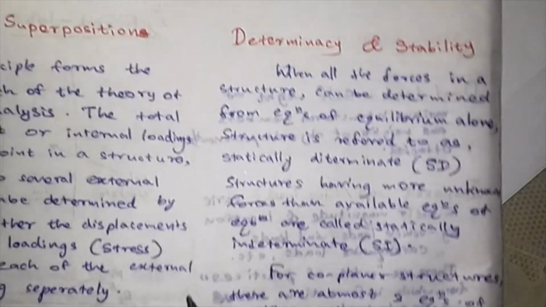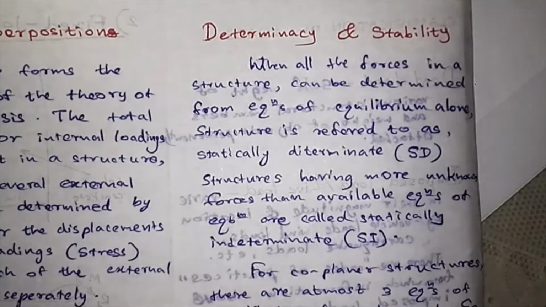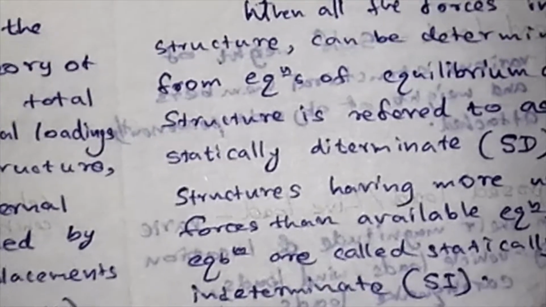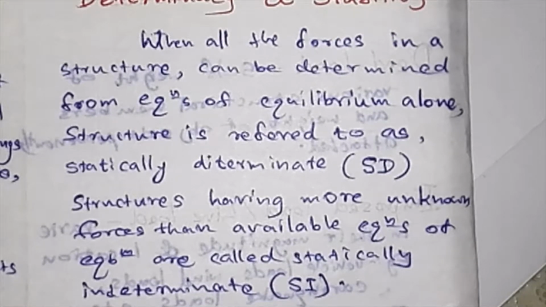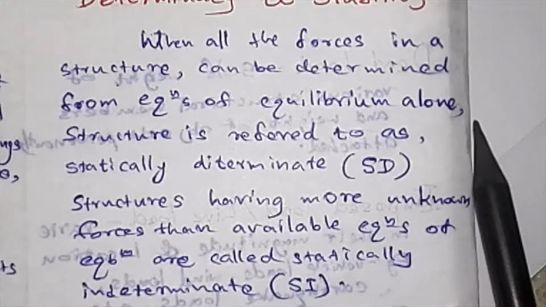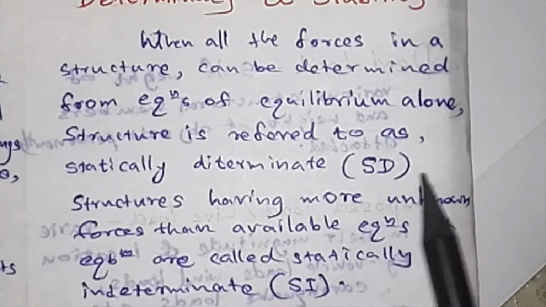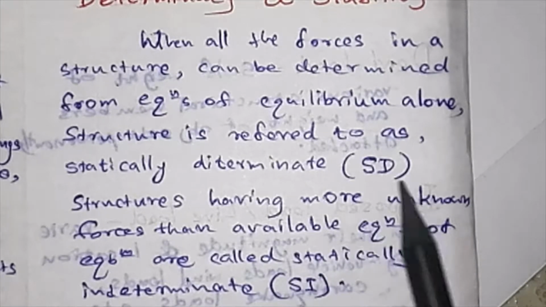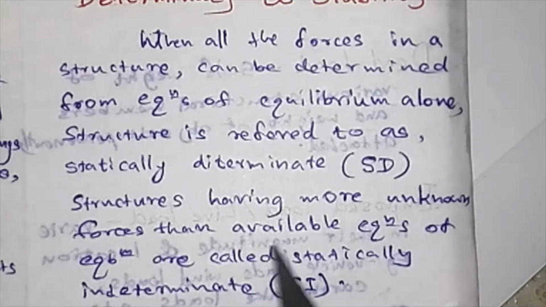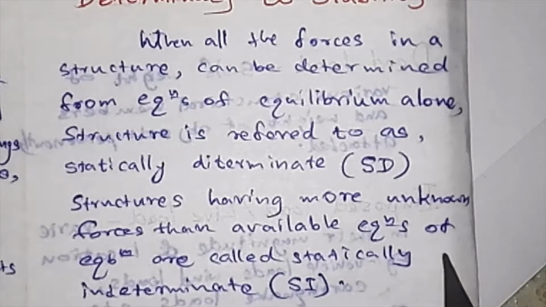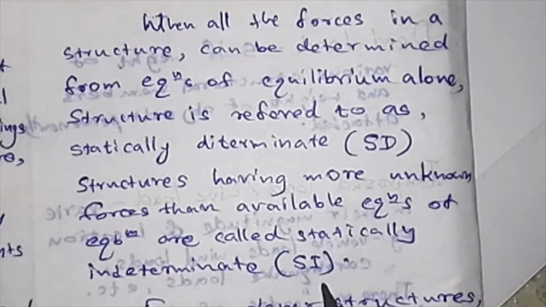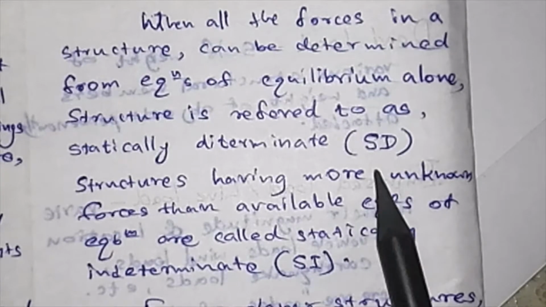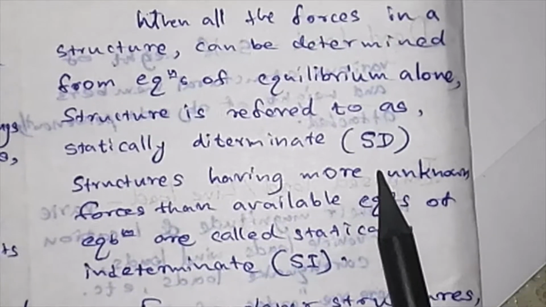What is determinacy and stability? We can discuss this here. When all the forces in a structure can be determined from the equations of equilibrium above, the structure is referred to as statically determinate, SD. Structures having more unknown forces than available equations of equilibrium are called statically indeterminate, SI. So we can't determine them statically, but these types we can determine by other means.